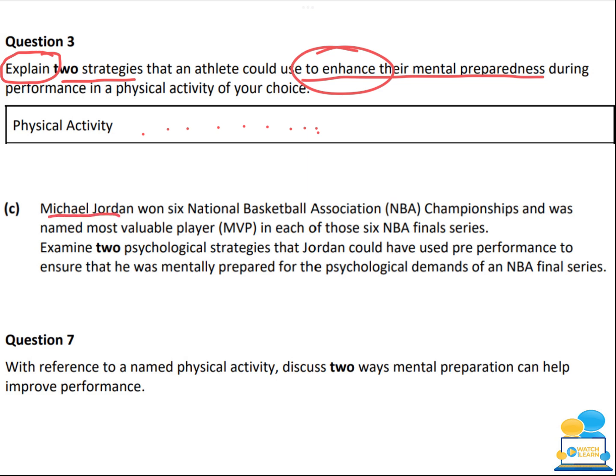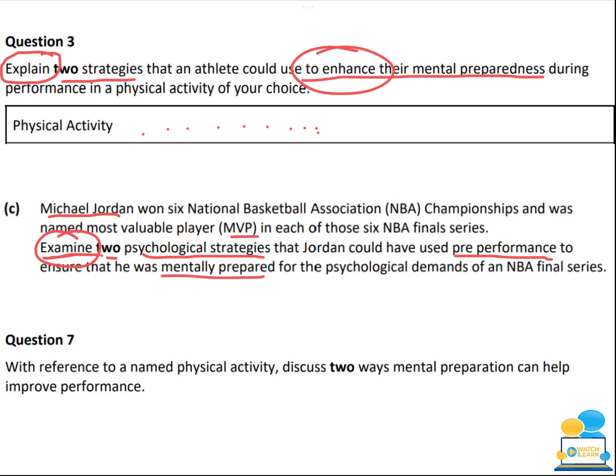Next we have Michael Jordan, one of the most famous basketball players of all time. He's named the MVP in each of those six NBA final series. Examine, so this is quite detailed, nearly like an essay type answer: two psychological strategies that Jordan could have used pre-performance to ensure that he was mentally prepared for the psychological demands of an NBA final series. Again, very similar to the question above, but you probably have to give a little bit more detail. So what are the pros, what are the cons of each strategy?